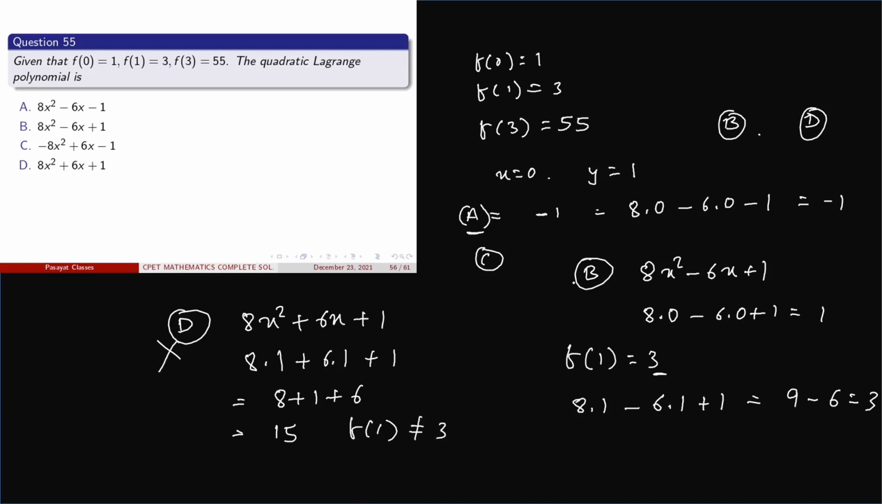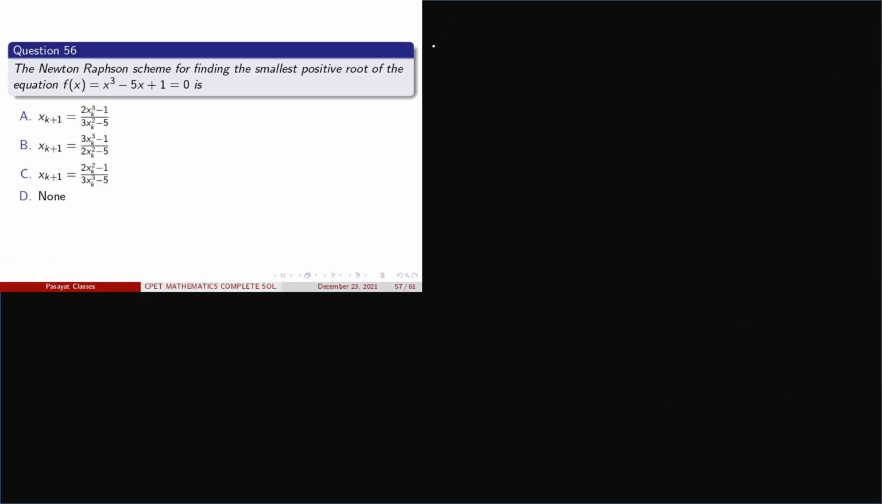So option B is correct one. So here option B is correct one. Clear?